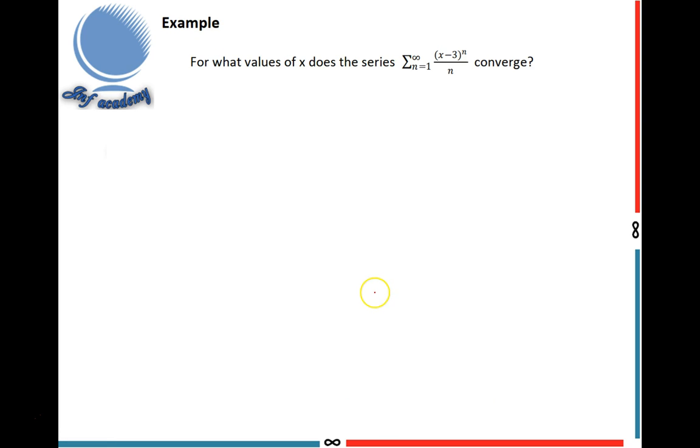Next, I will give an example. For what values of x does the series sigma n equal to 1 to infinity x minus 3 whole power n by n converge? Let an equal x minus 3 whole power n by n. This is the nth term. an plus 1 is x minus 3 whole power n plus 1 divided by n plus 1.